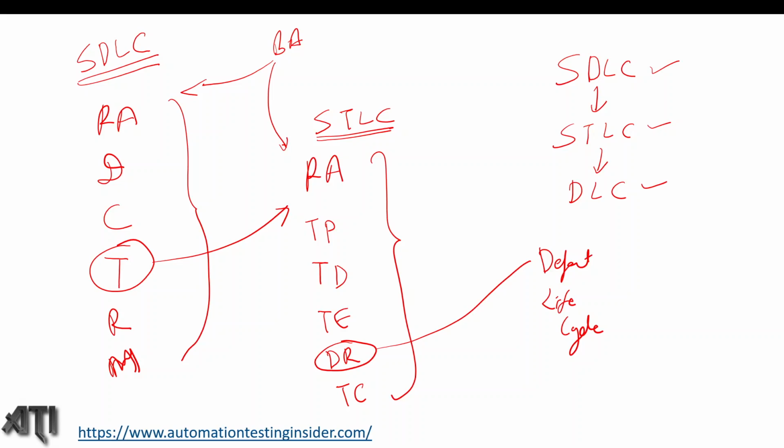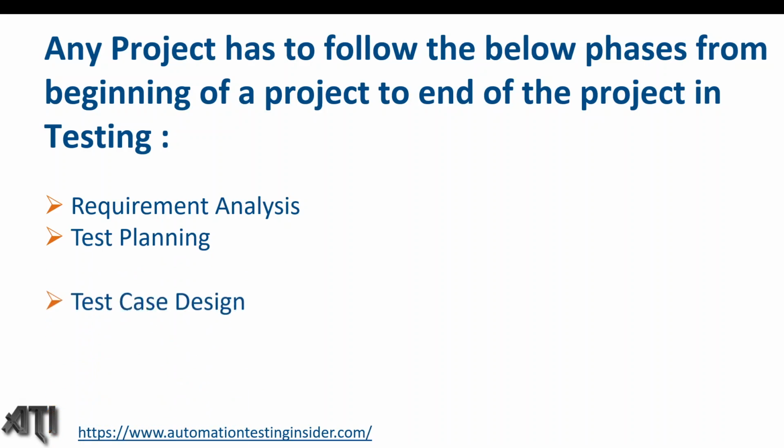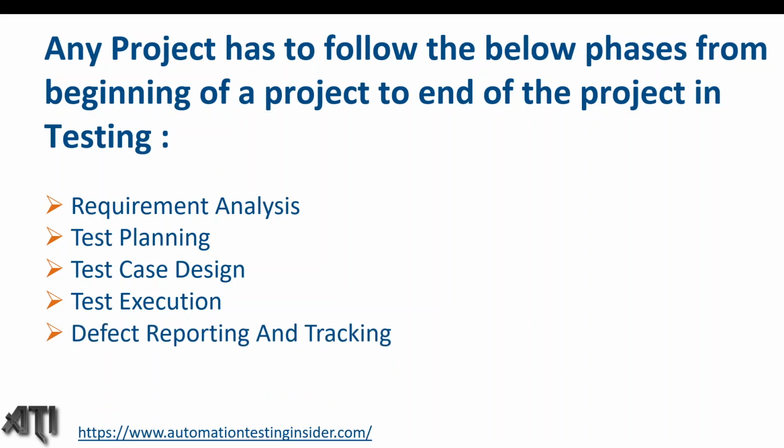Now let's talk more about the software testing life cycle today. What are the different phases we have in the software testing life cycle in detail? Any project has to follow the below phases in testing from the beginning of the project to the end. This is what we have discussed, guys: requirement analysis, test planning, test case design, test execution, defect reporting and tracking, and test closure. These are the different phases in the software testing life cycle.